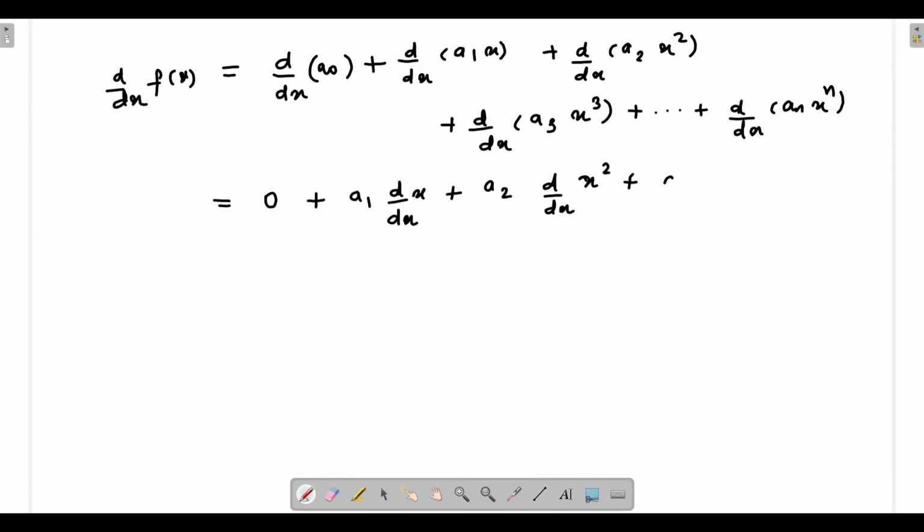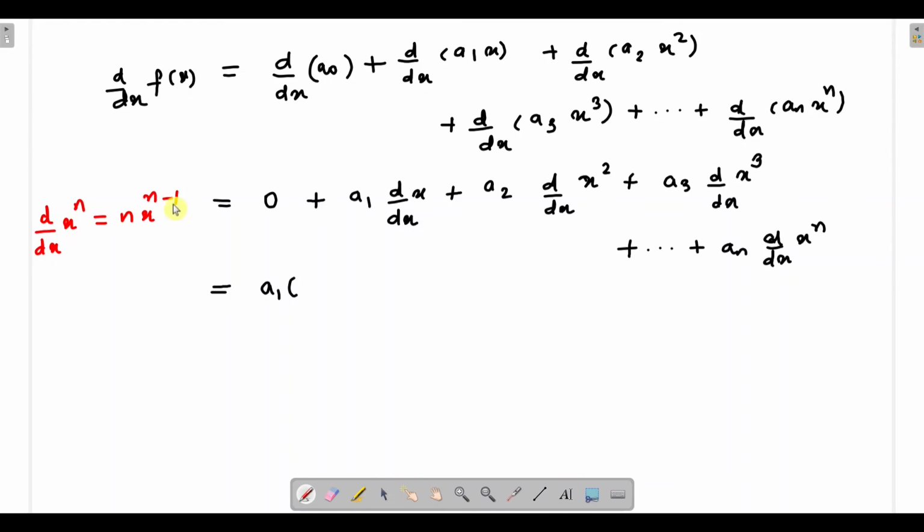Then a3 will also come out, that is a constant, times the derivative of x cube, and so on. Then this an will come out. This is a constant times the derivative of x raised to n. Okay, so this will be equal to what? a1 times the derivative of x, by the formula. So the formula, if you recollect, was: the derivative of x raised to n is nothing but n times x raised to n minus 1.